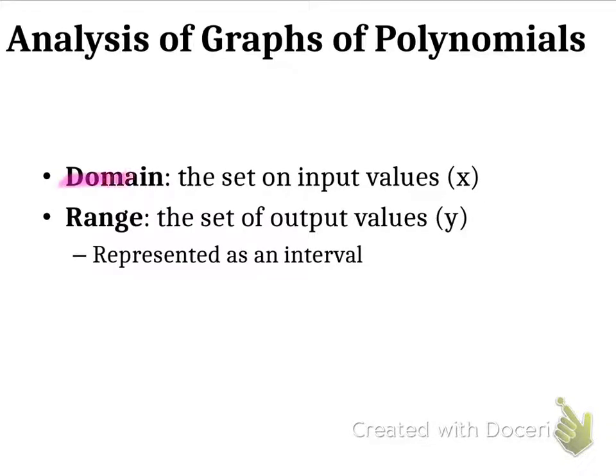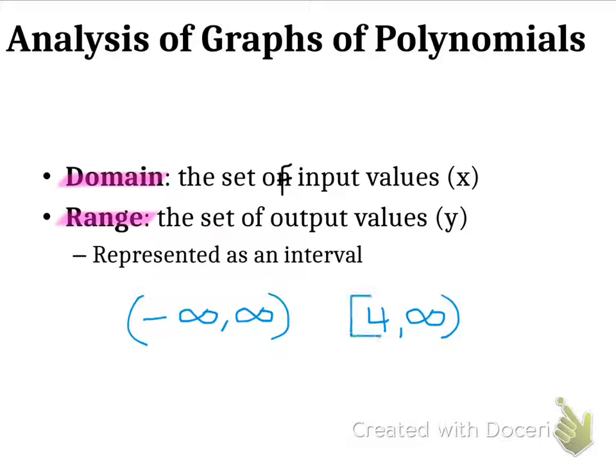The domain of a function or a polynomial is a set of all input values, all the x values, and the range is the set of output values, y. And every time we write the domain and range, it is in interval notation. So if you remember interval notation, since we did this with quadratics, that's when we said negative infinity to infinity, or we could have said 4 to infinity with parentheses and brackets. These are examples of interval notation.